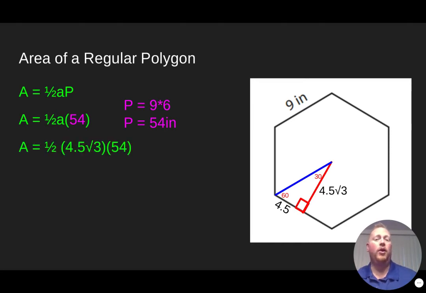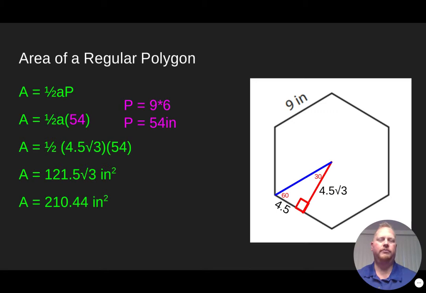So my formula is 1/2 times 4.5 times the square root of 3 times 54. Crunch all the numbers, so I'll do 1/2 times 4.5 times 54, and I'll get 121.5. And I just left the square root of 3 as the square root of 3. Okay, I would be fine if you left that as your answer. 121.5 times the square root of 3. If you wanted to find the decimal approximation, it'd be about 210.44 square inches. However, I'm fine if you leave the square root of 3 in there.